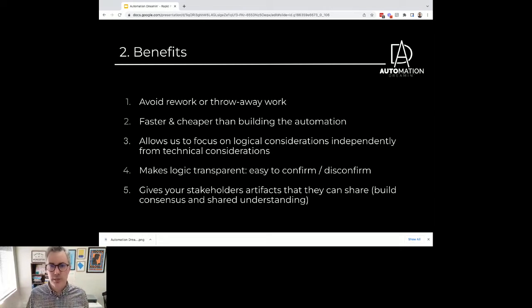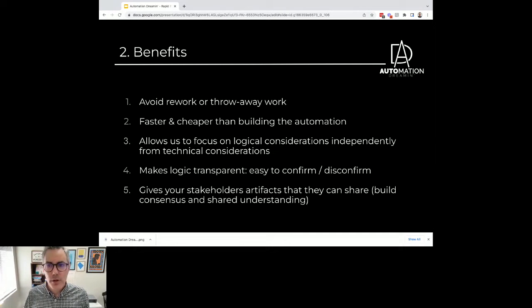It makes the logic transparent. It makes it easy to confirm or disconfirm. And number 5, it also gives your stakeholders potentially an artifact that they can share with people across the organization, and it can help them to build consensus or build shared understanding of what we're trying to build.